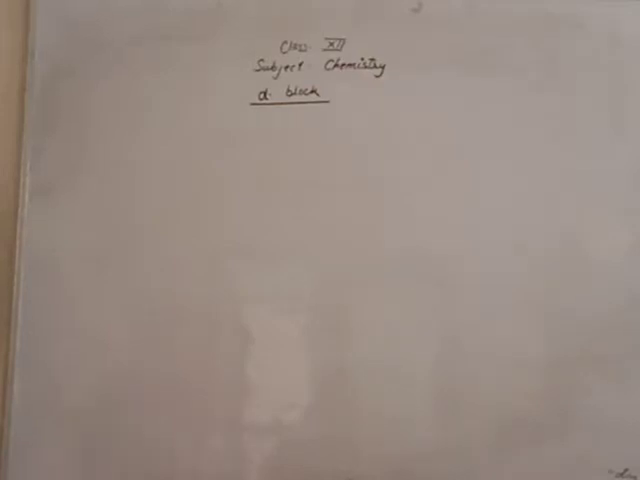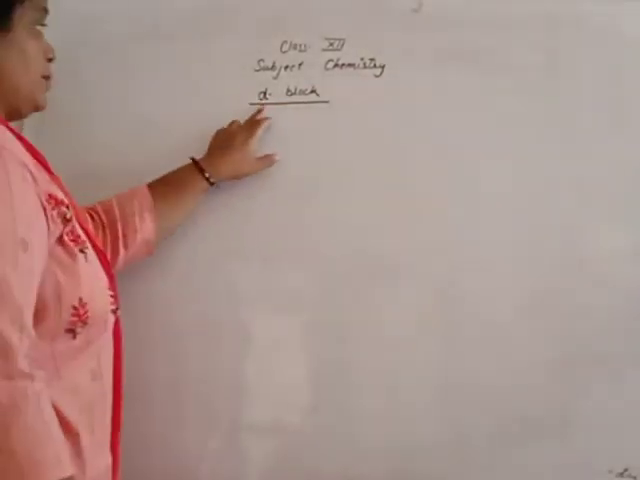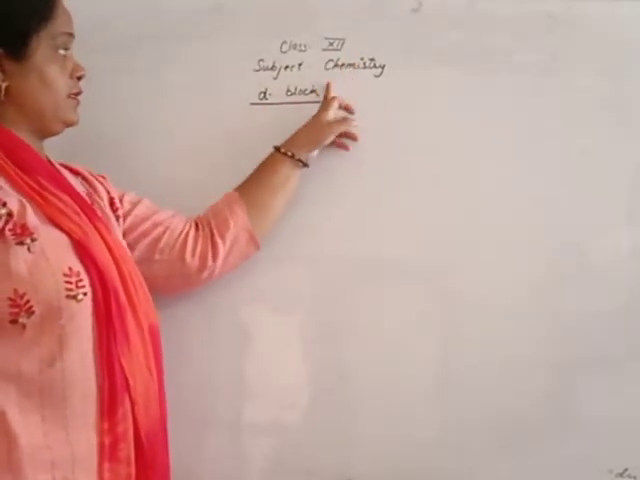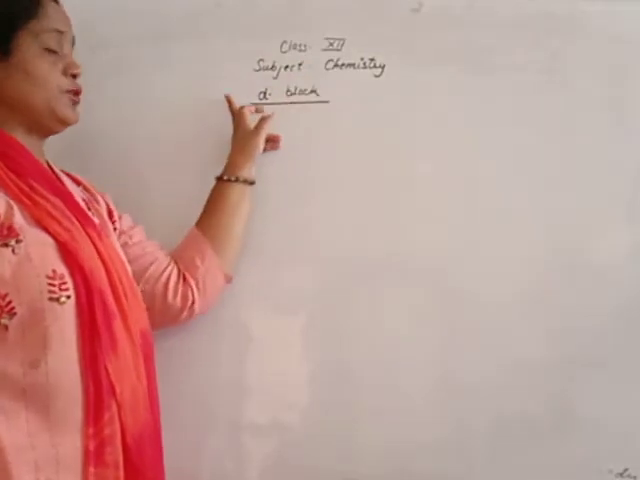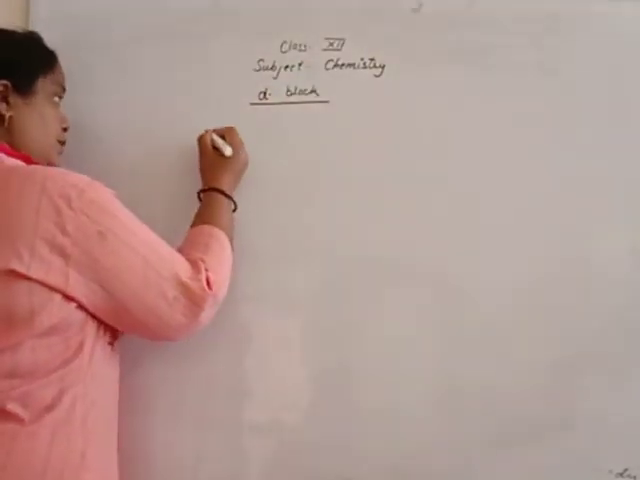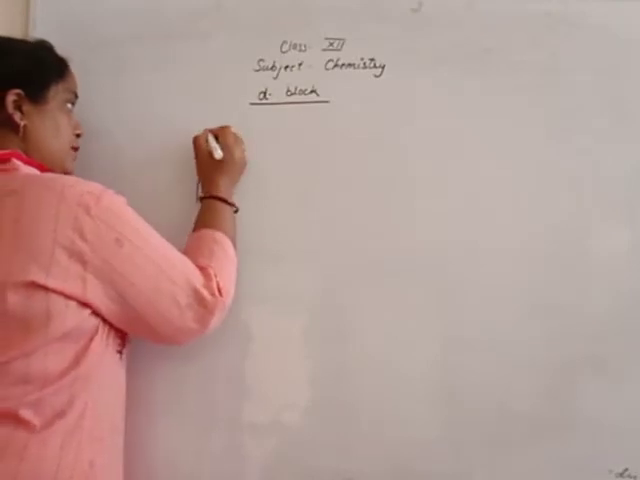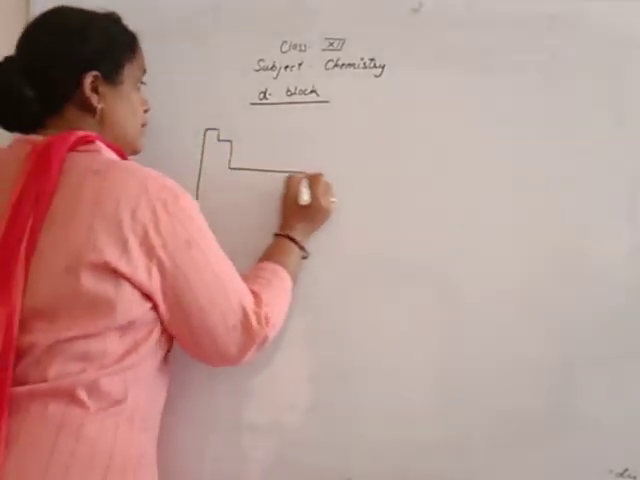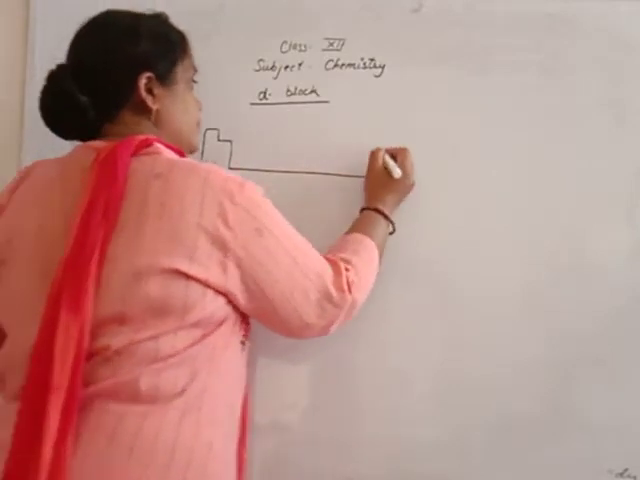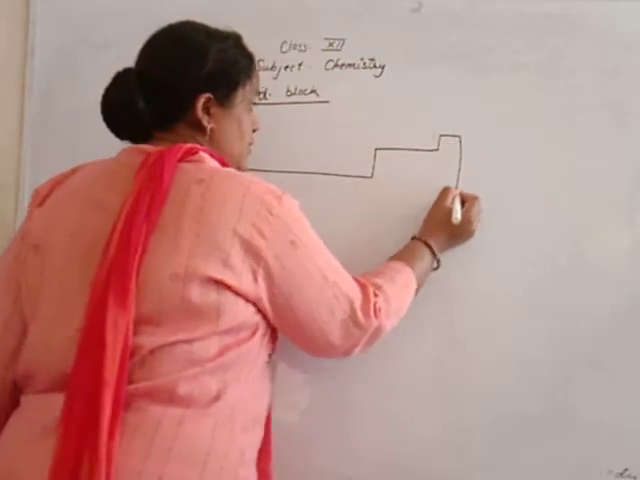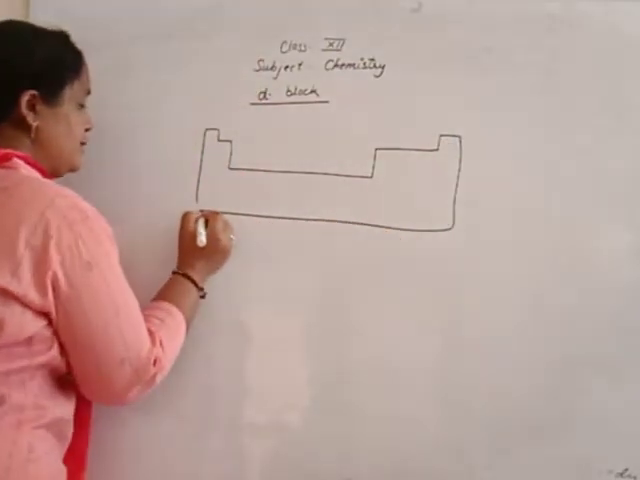Good morning students. Let's start our new topic, that is the d block for 12th chemistry. The d block is a portion of the periodic table. Many times when you open your book, under the cover page you see this table. The structure of this table is this one.